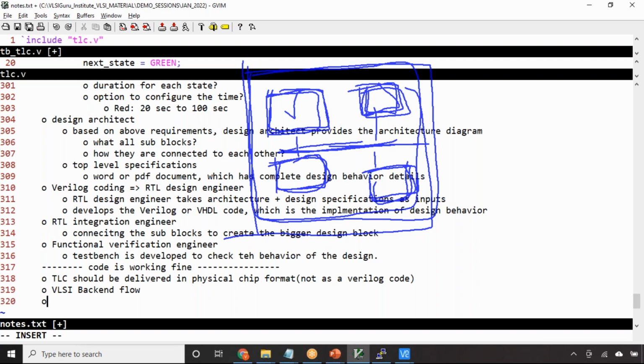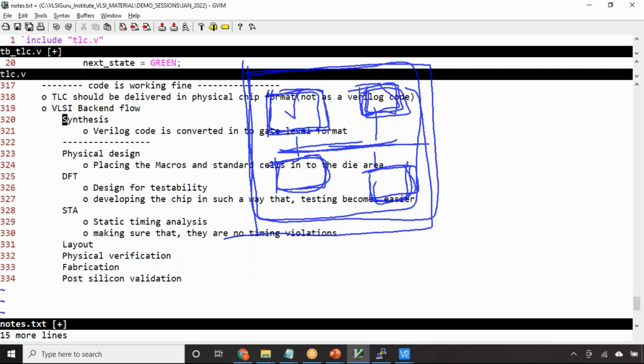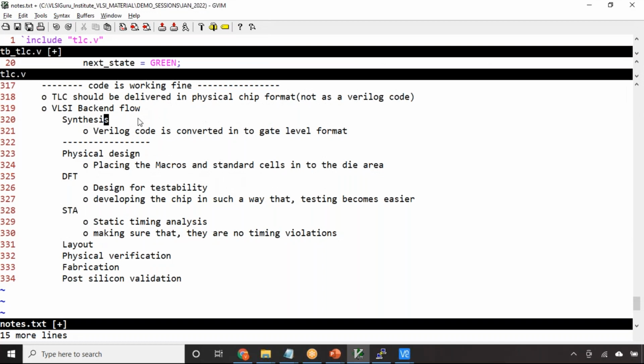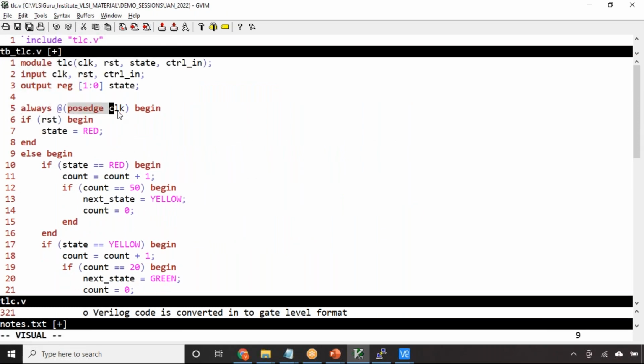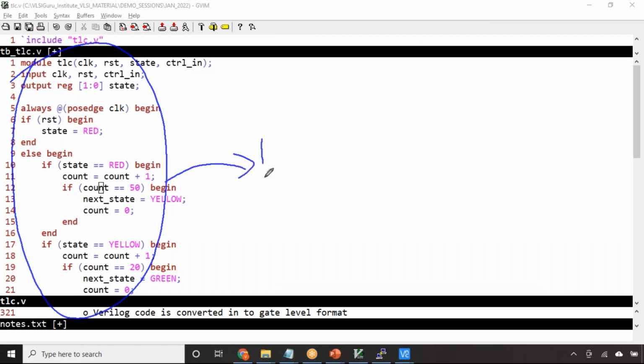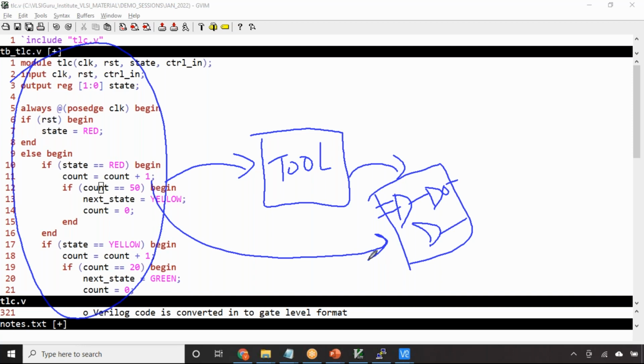Here comes a very important step called synthesis. Synthesis will come after these steps. What we do in synthesis is, this Verilog code is converted into gate level format. Right now we have written this using always, if condition, else, begin, end, count equal to count plus 1, and so on. When I give this code as input to my synthesis tool, it converts it into a gate level format. Finally, I will get a circuit in terms of AND gate, NAND gate, OR gate, like that. It'll give me the same code in a gate level format.